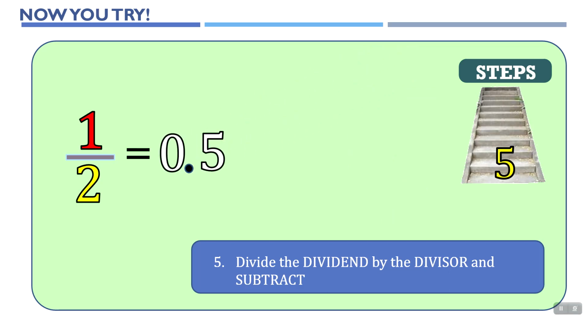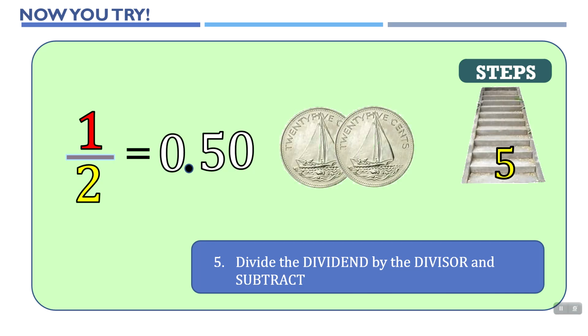We can add a 0 after the 5, which does not change the value of our answer. And now that looks like what we started off with earlier when we talked about $0.50. 0.50 is equivalent to 1/2.